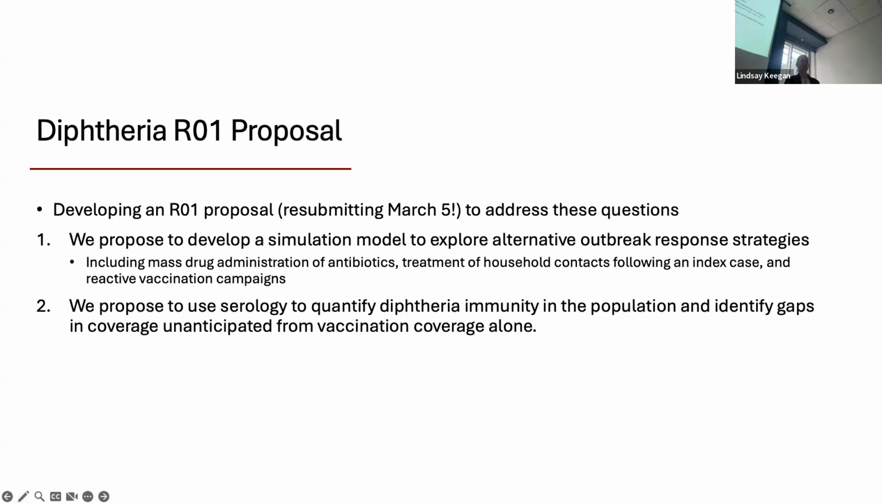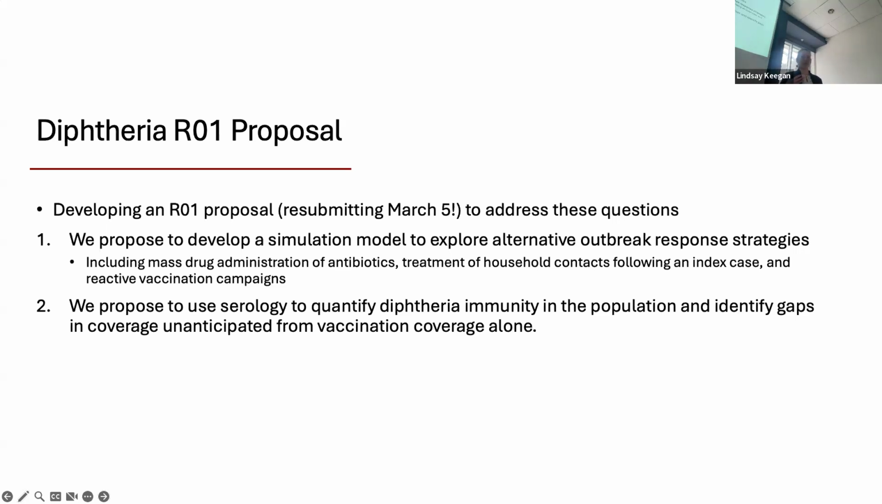And then we're also looking into reactive vaccination campaigns. What happens if we do these? Are we able to slow this outbreak and prevent some morbidity and mortality? So the other question is, where can we anticipate where these outbreaks are going to happen?